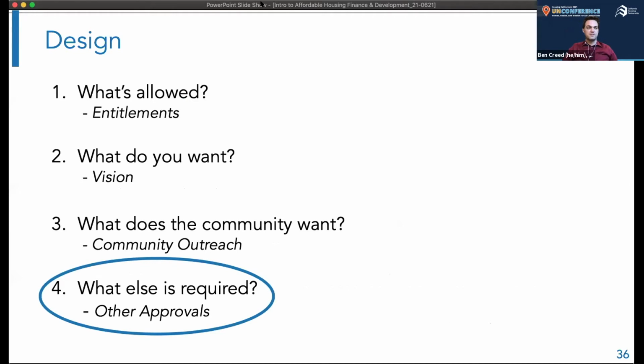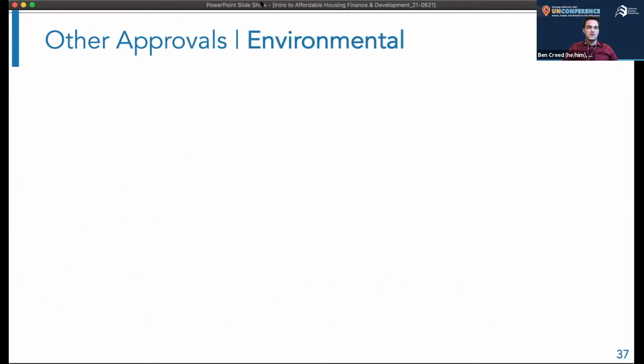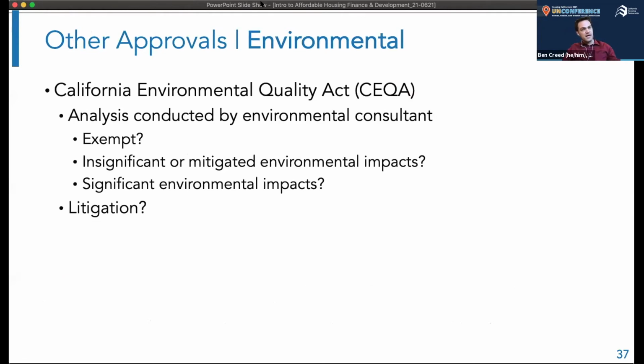Two other types of approvals that you're going to need to keep an eye out for in the design process. Environmental approvals: in California, CEQA, the Environmental Quality Act. This will require you to have an environmental consultant analyze the environmental impacts of your proposed development and whether those impacts are significant, and if they're significant, whether they are mitigated in any way.